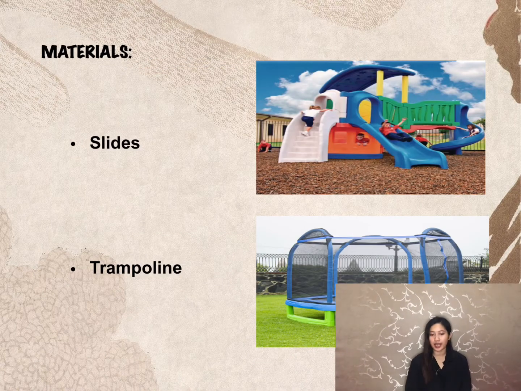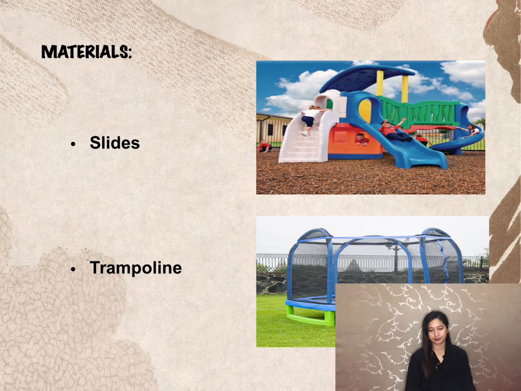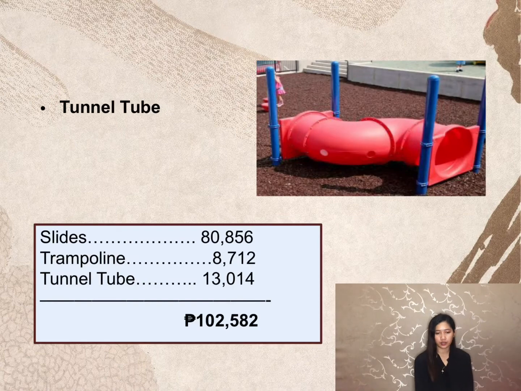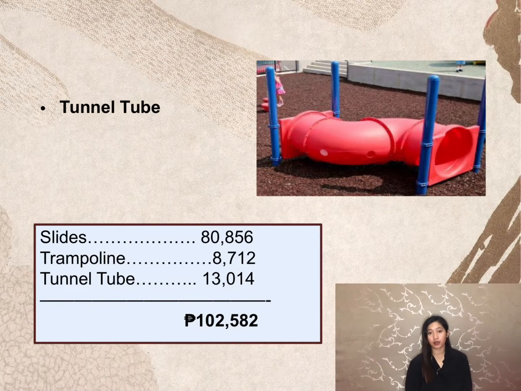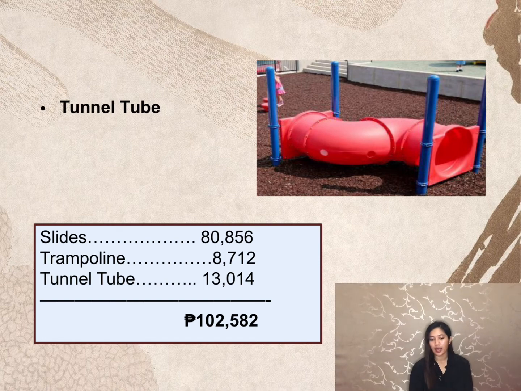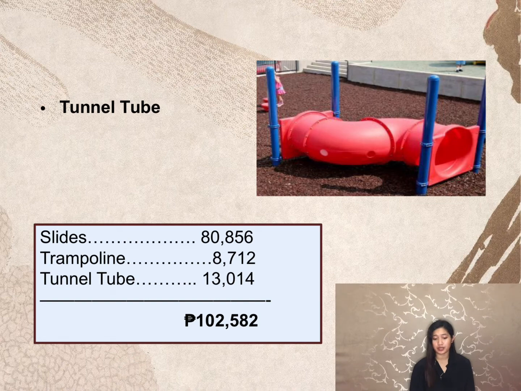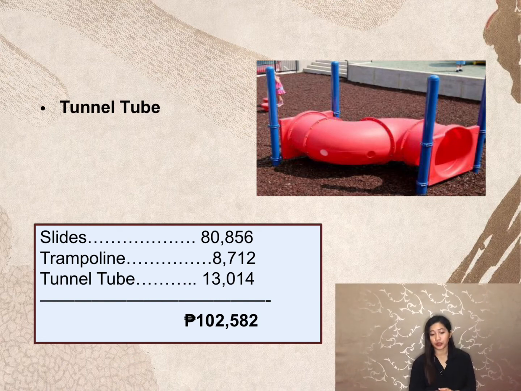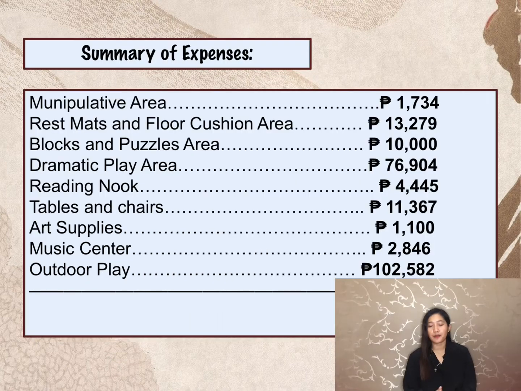The materials that I'll be needing are slides, trampoline, and tunnel tube. So the slides cost 80,856, the trampoline costs 8,712 pesos, and the tunnel tube costs 13,014 pesos, and a total of 102,582 pesos. The summary of expenses.